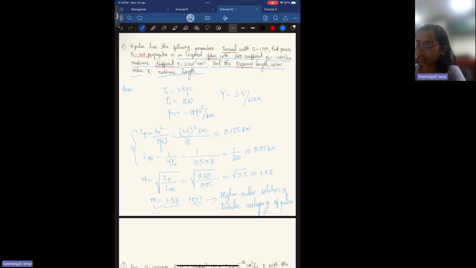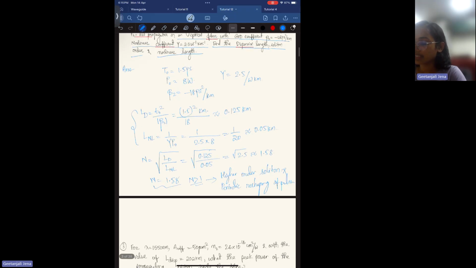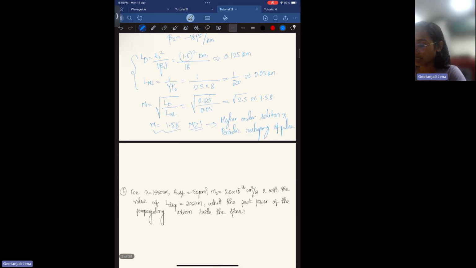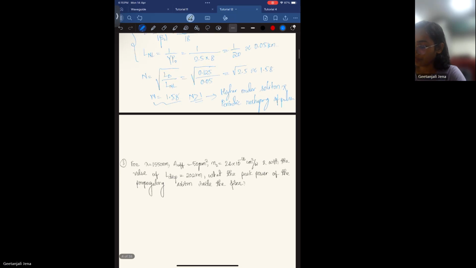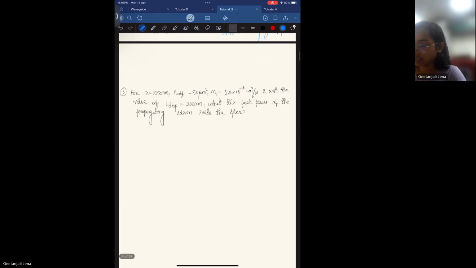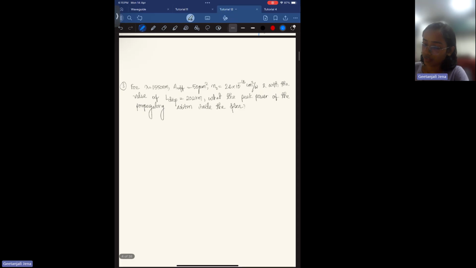When N equals 1, the nonlinear effect as well as the dispersion compensate each other so that the pulse doesn't get affected when it propagates through the fiber. But for this case, we'll see a periodic reshaping of the pulse when it propagates through the fiber. Okay, so let us move to our next problem.